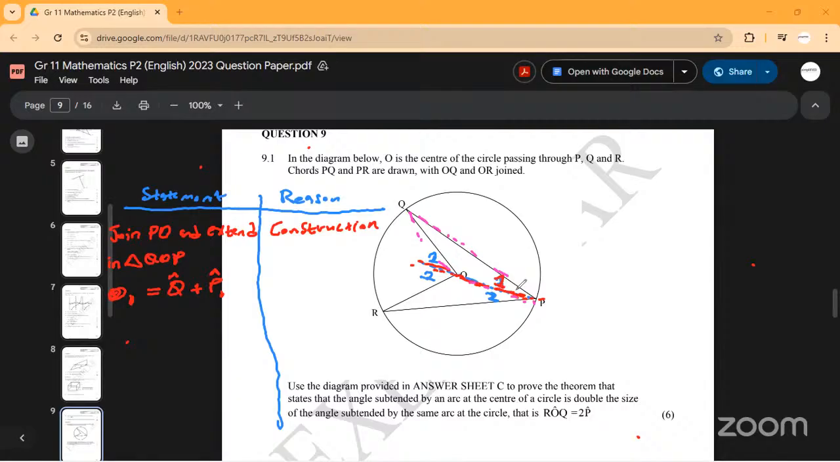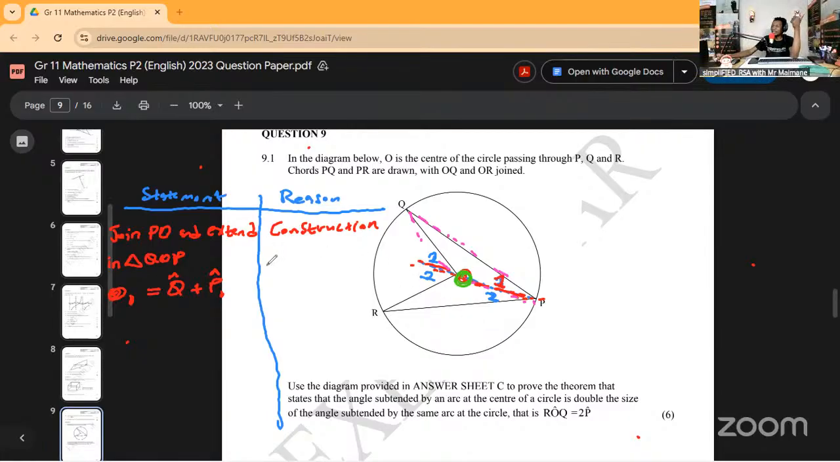Okay, you said this is triangle QOP, the one with the purple dots. Q1 is equal to O1. Remember the center is O, this one. O1 is equal to Q plus P. Would this be like an isosceles triangle basically?